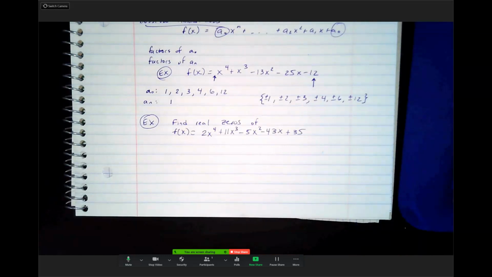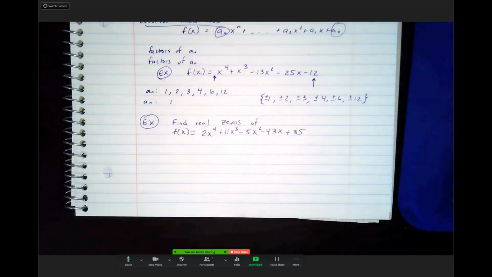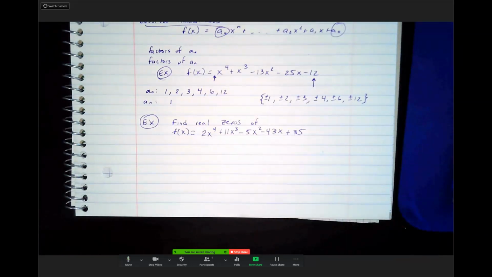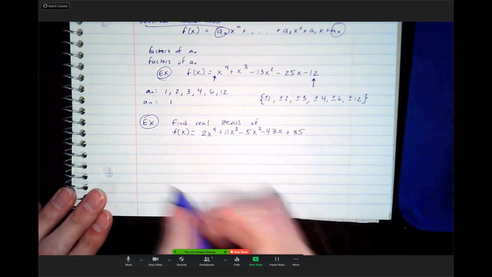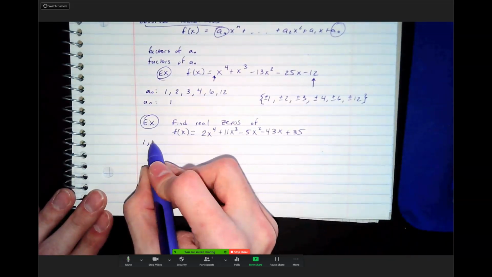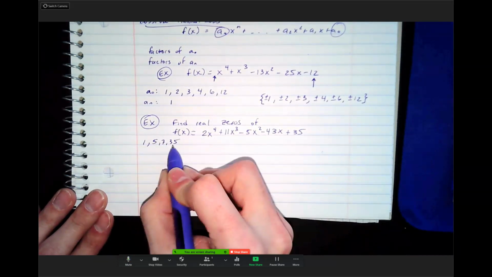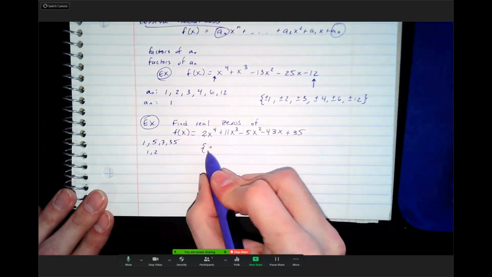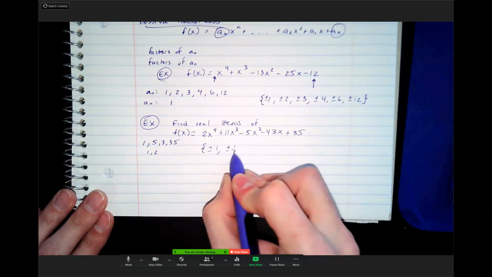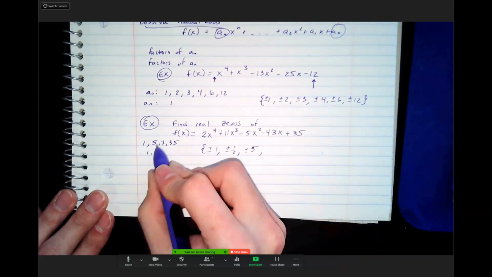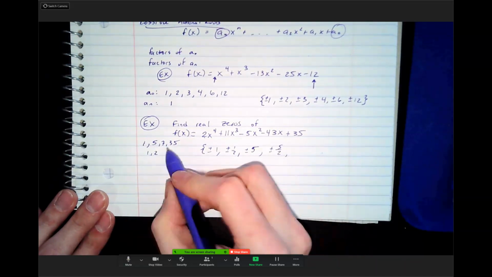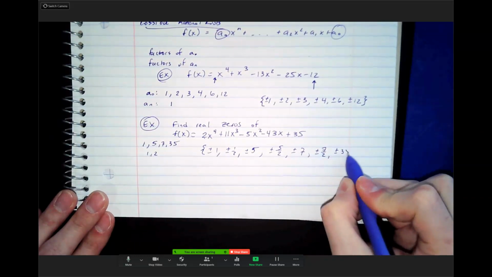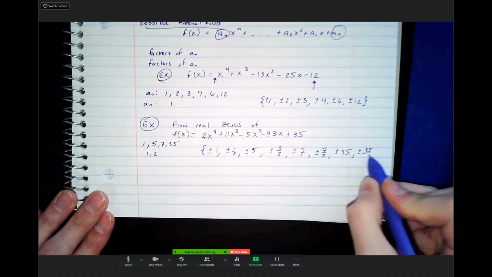If I were forcing you to do this whole thing by hand, you would start with a list of numbers that you might guess were possible zeros. We take all the factors of 35: 1, 5, 7, and 35. We take all the factors of 2: 1 and 2. We would have this list: 1 divided by 1, 1 divided by 2, 5 divided by 1, 5 divided by 2, 7 divided by 1, 7 divided by 2, 35 divided by 1, 35 divided by 2.